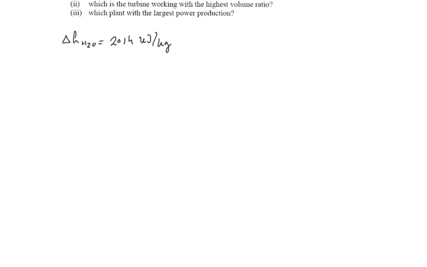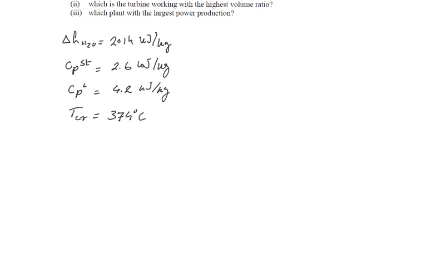Similarly, the specific heat at constant pressure of steam is given as 2.6 kilojoule per kilogram. We will also need the specific heat at constant pressure of liquid water, which is 4.2 kilojoule per kilogram. Also, we'll be needing the critical temperature of water, which is 374 degrees centigrade, and the critical pressure of water, which is 220 bar.